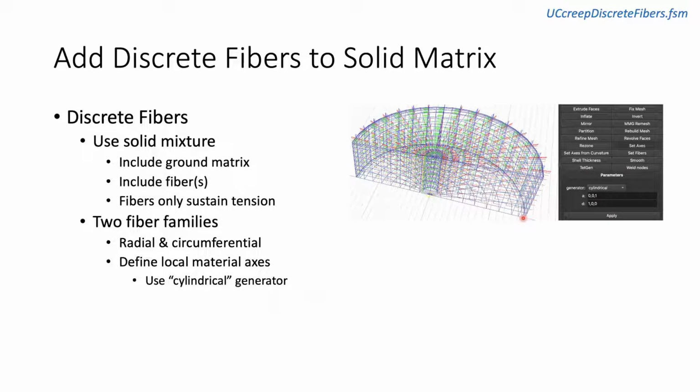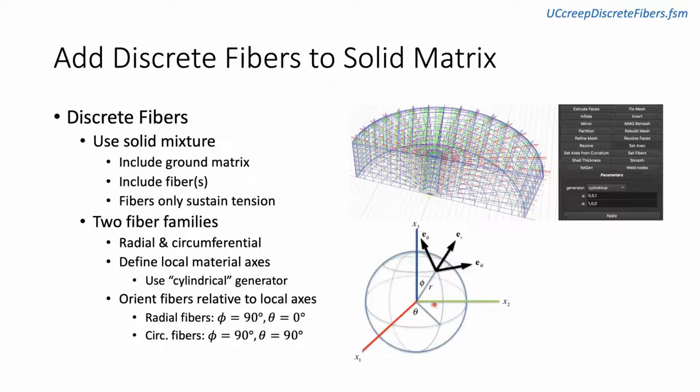I'm going to demonstrate it in a second. And then what we're going to find is that the local material axes will be, the red will be the local X direction, the green is the local Y direction, the blue is the local Z direction. And then I'm going to add fibers that are aligned with the red direction.